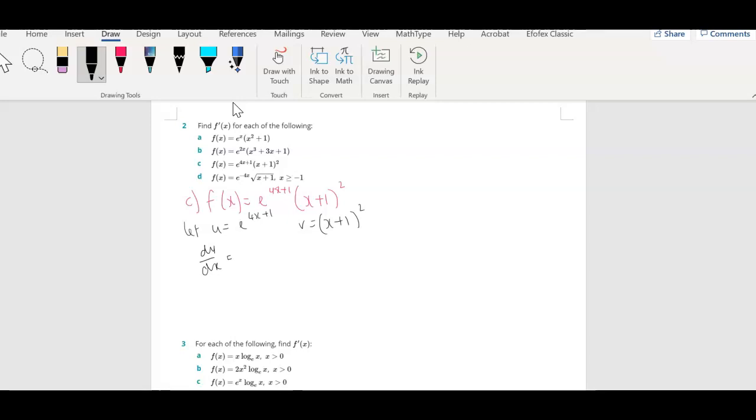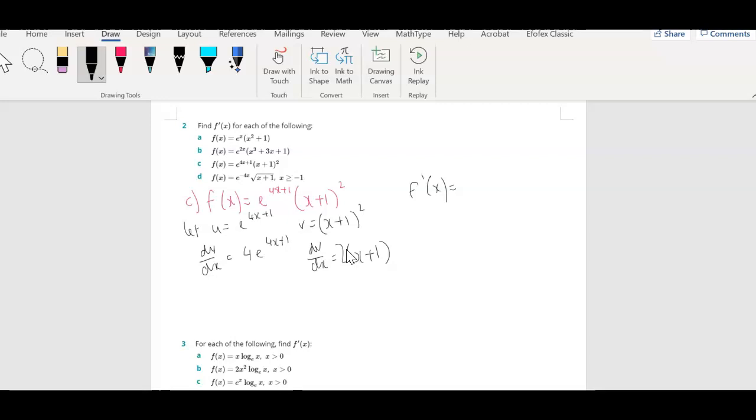du dx. So what are we going to have? 4e to 4x plus 1. And then dv dx, that's going to become, sorry, 2 times (x plus 1). All right, so f dash x, haven't left you much space for these questions, I apologize. Still using the product rule. Even though I'm using u and v, just make sure your final notation, you're using f dash x as opposed to dy dx.